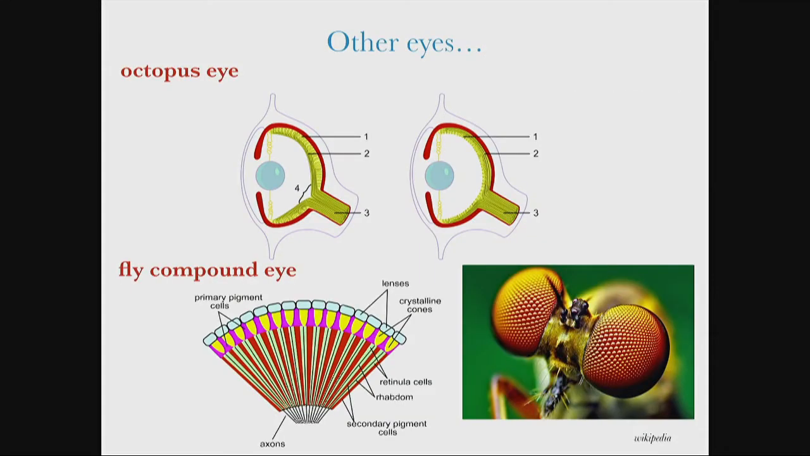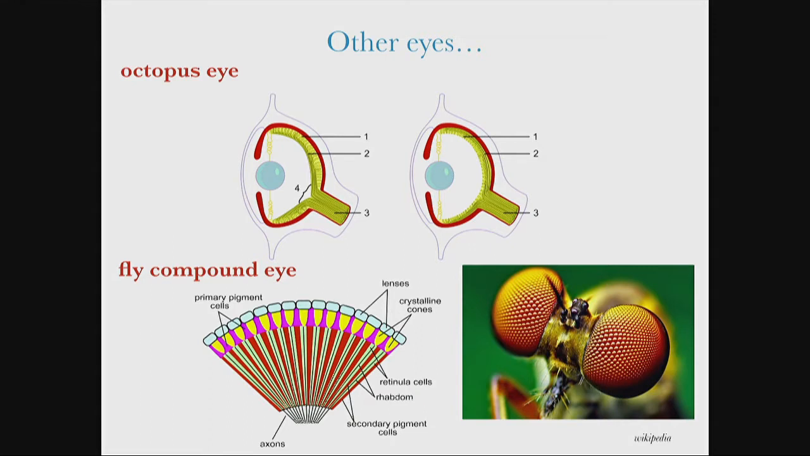Anyway, what's funny is that not all eyes are like this. This is basically a flaw of design. The octopus eye is designed in the right way, with the photoreceptors in the front. You have photoreceptors along the entire surface, and then the optic nerve is here. You see, it doesn't get in the way of the photoreceptors.